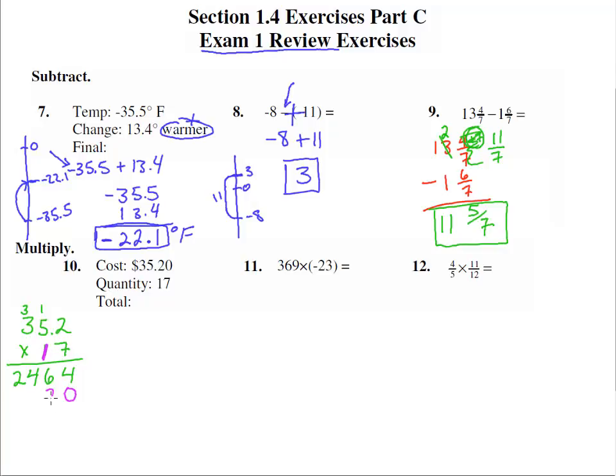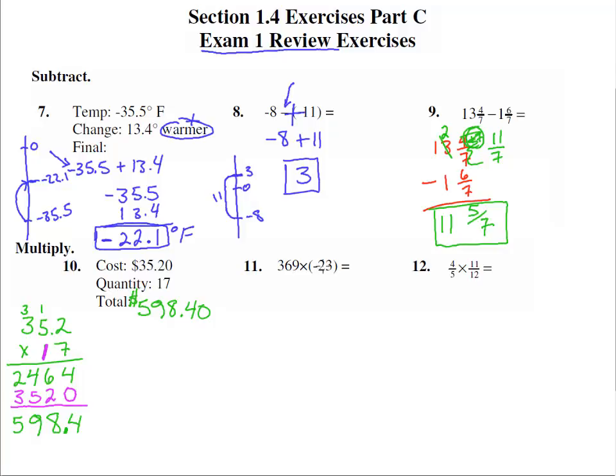1 times 2 is 2. 1 times 5 is 5. 1 times 3 is 3. There was no carrying on that one. That was pretty nice. So when we add them together, 4 plus 0 is 4. 6 plus 2 is 8. 4 plus 5 is 9. 2 plus 3 is 5. And we look to see how many decimal places up here, and it looks like there's just one. So that's 598.4. So the total is 598.4. And our answer is in dollars, so we could add a zero there and say $598.40.